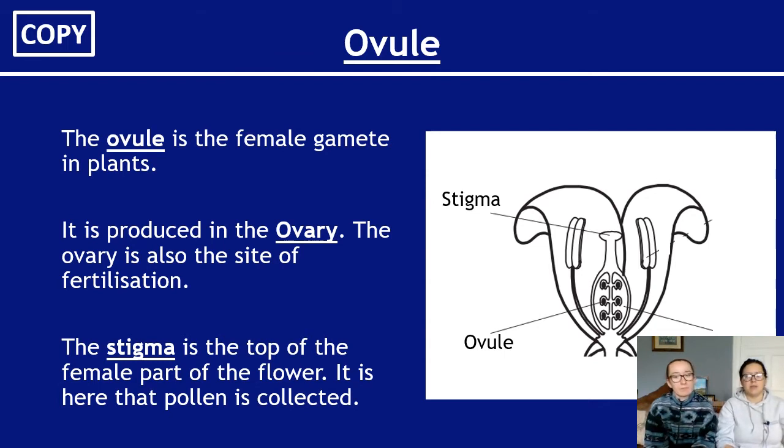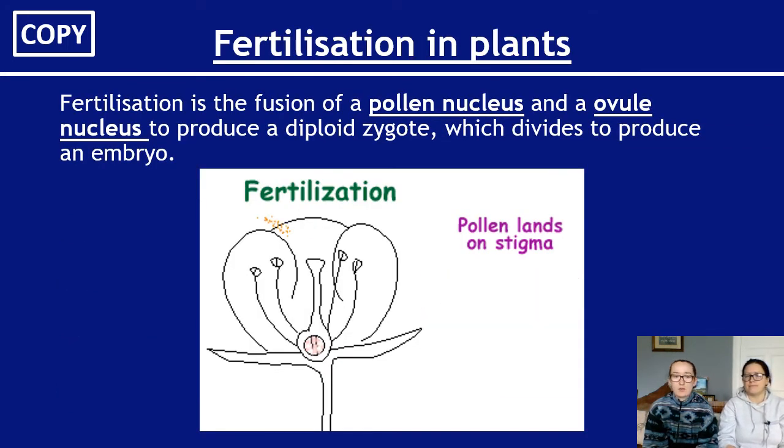The stigma, labelled at the top there, that is where pollen is going to be collected, and that is where pollen is going to land, and then the male gamete is going to dig itself a little hole through to the ovary so that it can fertilise those ovules. Which I think this gif shows quite nicely.